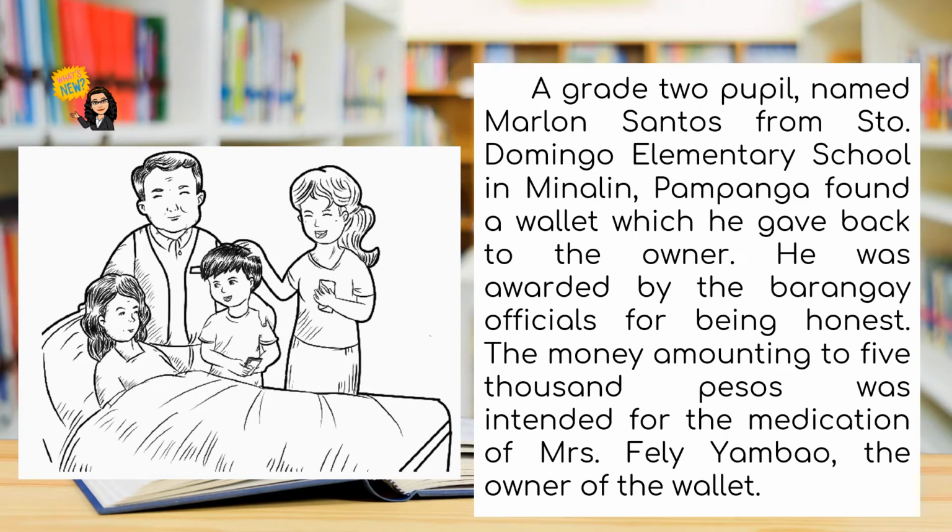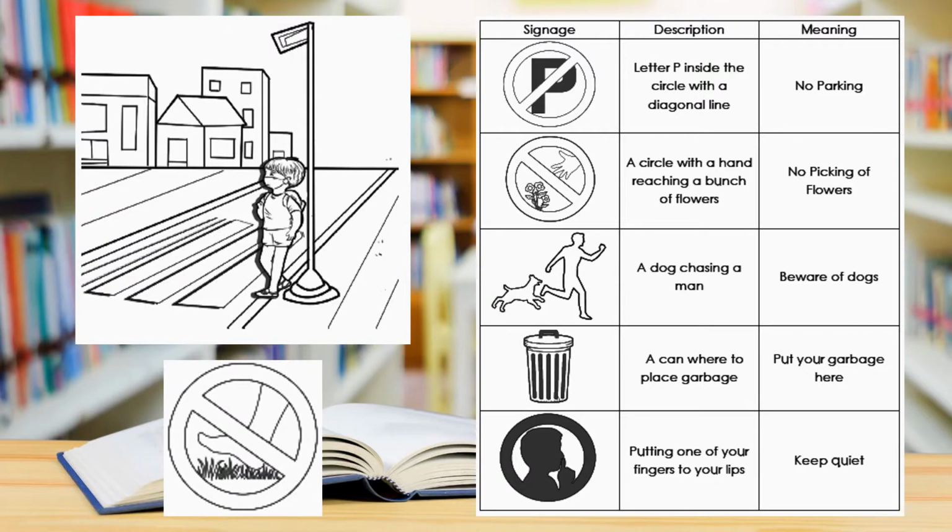In this example, a grade 2 pupil named Marlon Santos from Santo Domingo Elementary School in Minalin, Pampanga found a wallet which he gave back to the owner. He was awarded by the barangay officials for being honest. The money amounting to 5,000 pesos was intended for the medication of Mrs. Feli Yambao, the owner of the wallet. Illustrations like signages that you see on streets help you become.